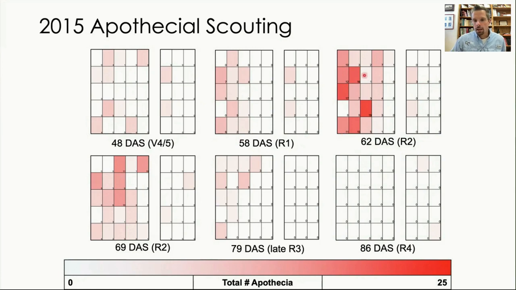So you can see that we get a sort of a peak in terms of apothecial development right around that full bloom timing. And then as we approach the onset of podding, you'll see that the numbers of apothecia start to decline. So we have a peak of formation, and then that declines back off as we get later in the season. Okay, so that's the mushroom development part of this.